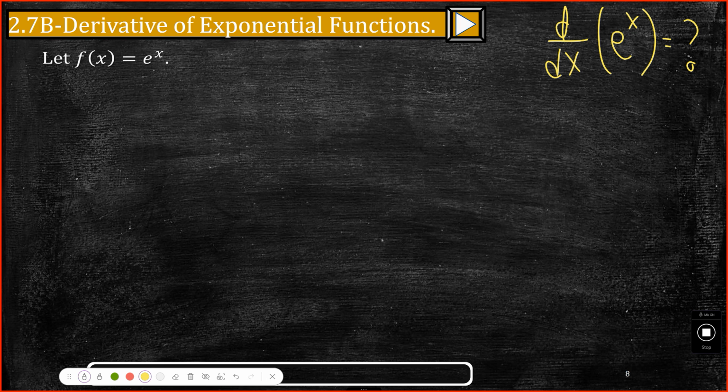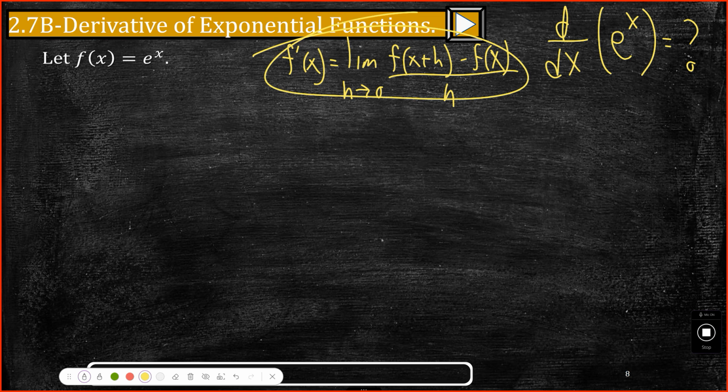So let f of x equal e to the x. Just like we did the proof for sine, we're going to use the limit definition to prove what the derivative of e to the x is. Let's go ahead and do that. f prime of x is the limit as h approaches 0 of f of x plus h minus f of x over h. There. All right.